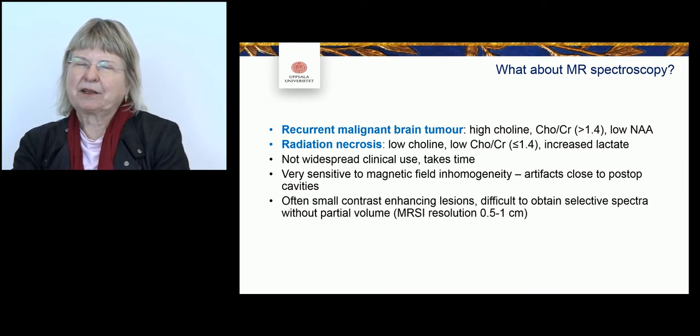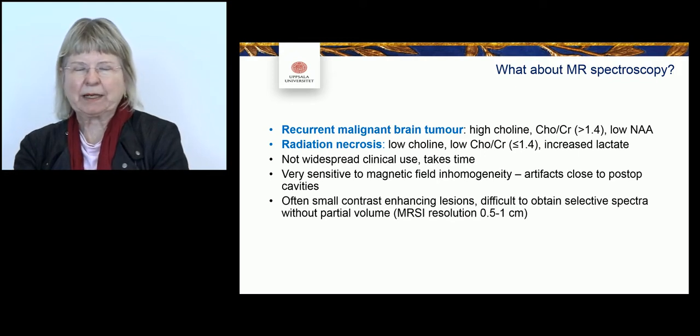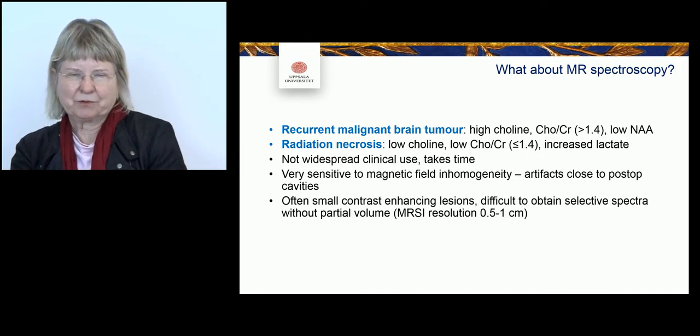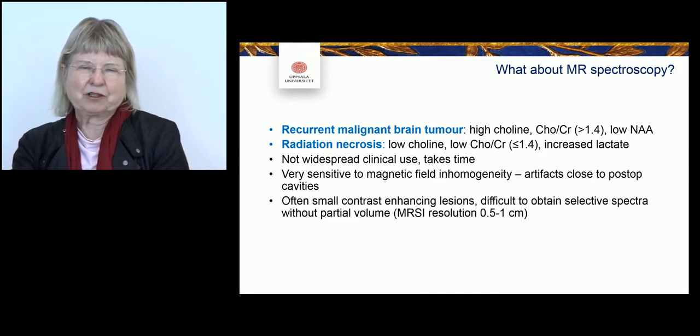The next method I will discuss is the MR spectroscopy. In recurrent malignant brain tumor, we have a high choline peak, and the choline to creatine ratio is usually above 1.4. You have a low NAA peak, and in radiation necrosis, you have a low choline to creatine ratio, and increased lactate. Of course, you can see increased lactate also in brain tumors with necrosis. The spectroscopy has not a widespread clinical use, and it takes some time to perform.